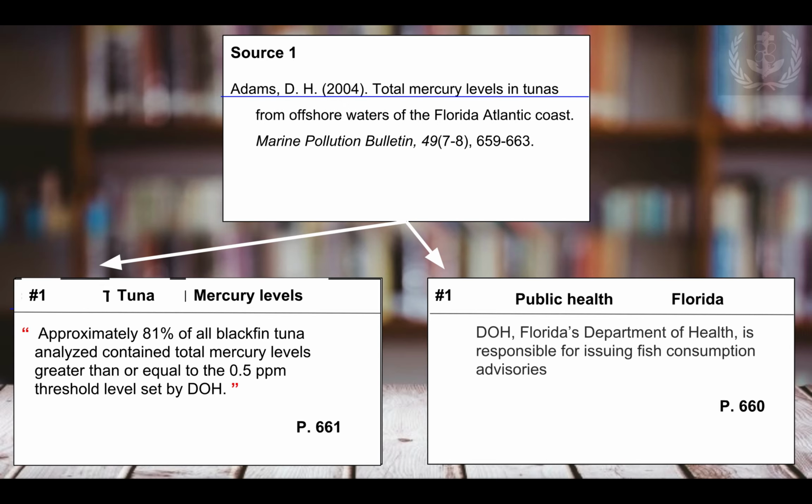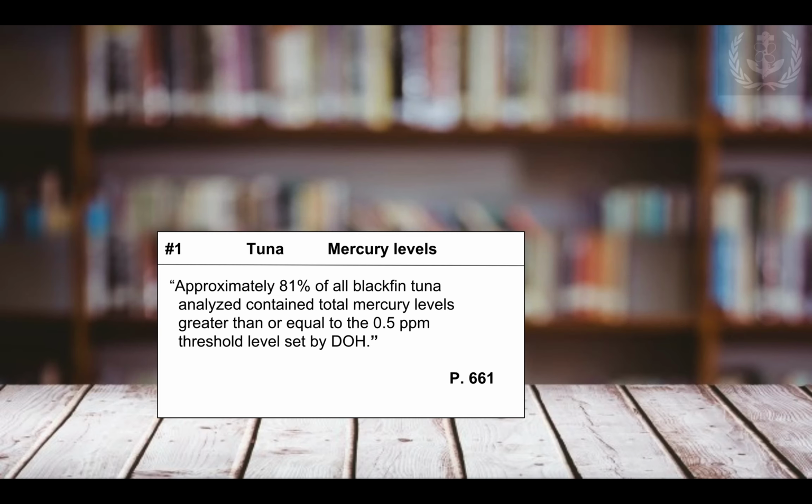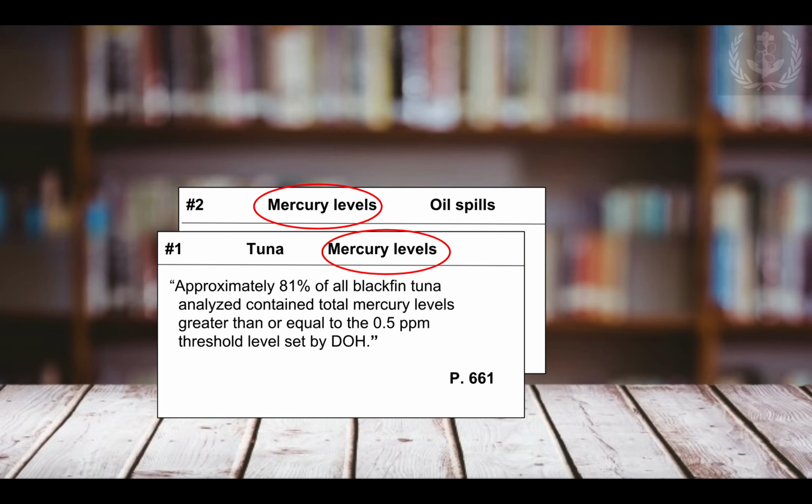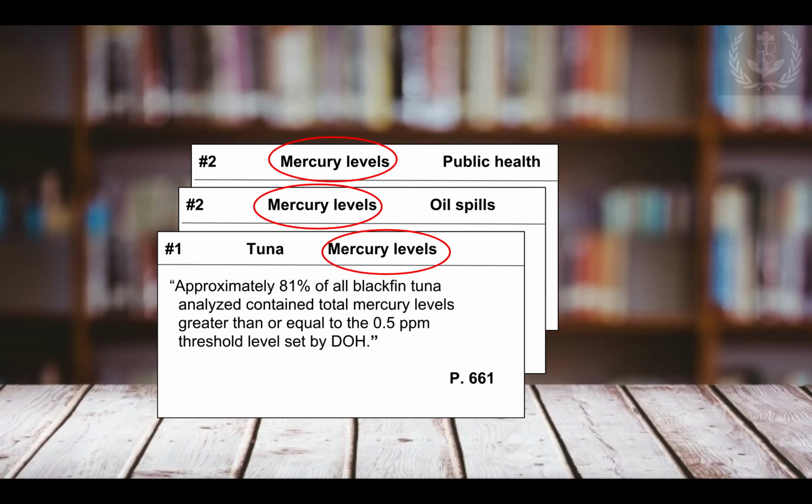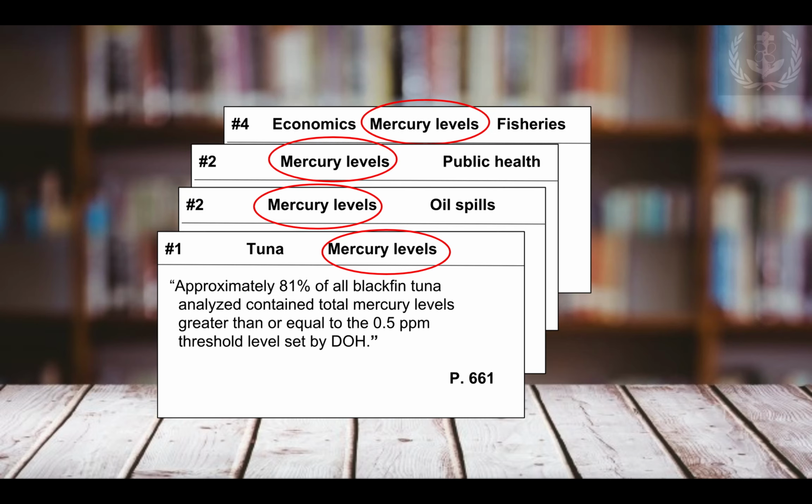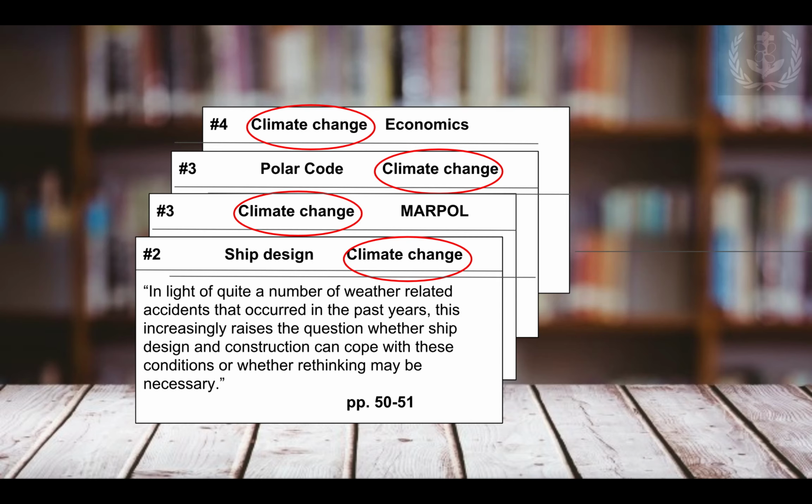So let's say that we are in the composition phase, writing a chapter or a portion of a chapter on mercury levels. Source 1 was an obvious source, but our second source, which was primarily about oil spills, also mentioned mercury, and even mentioned mercury in the context of public health, while our fourth research mentioned the context of economics and fisheries. When we write our section on climate change, we reshuffle our cards accordingly, and whenever we use one, we know the source of information on it.